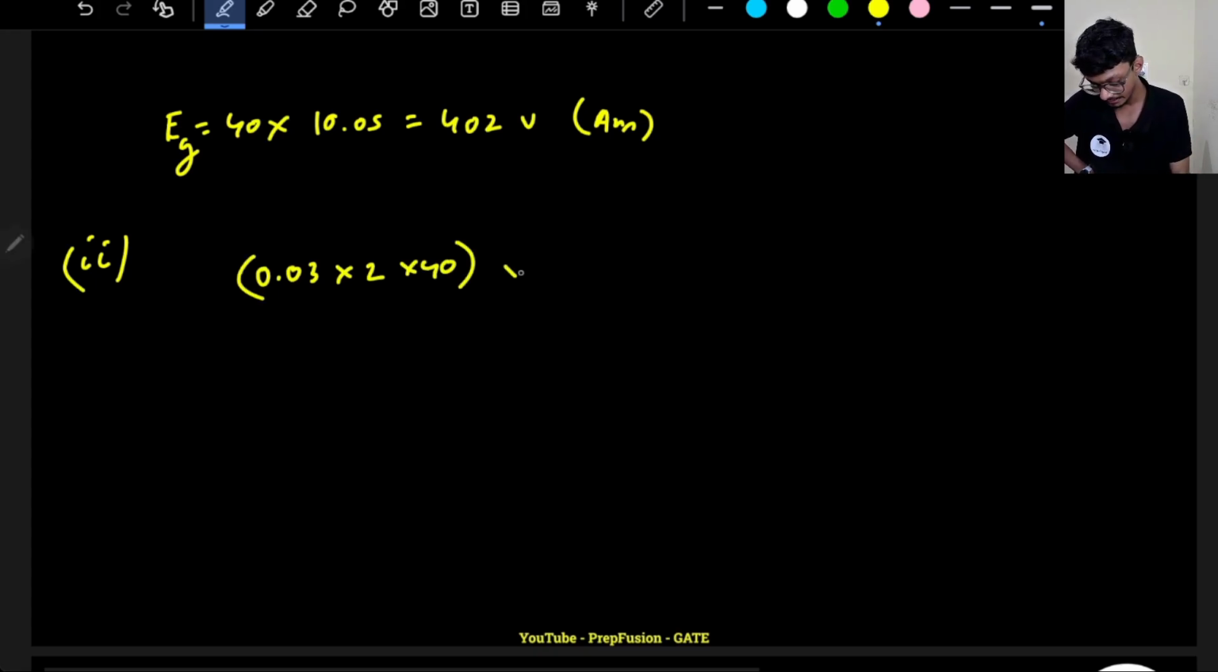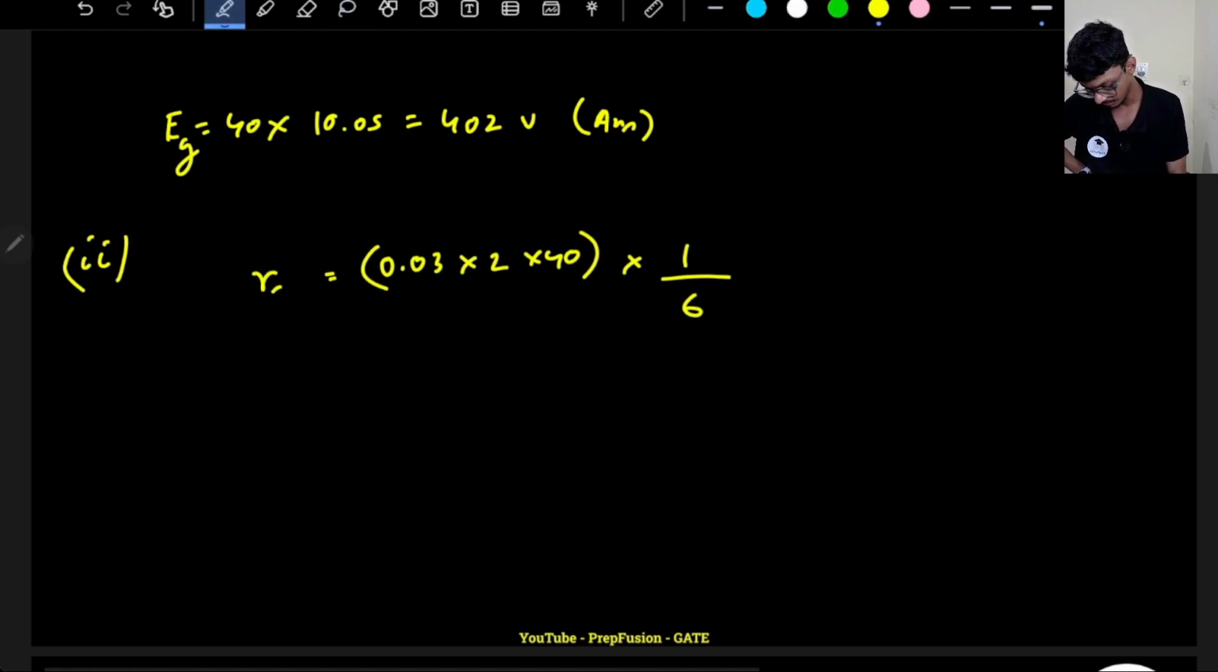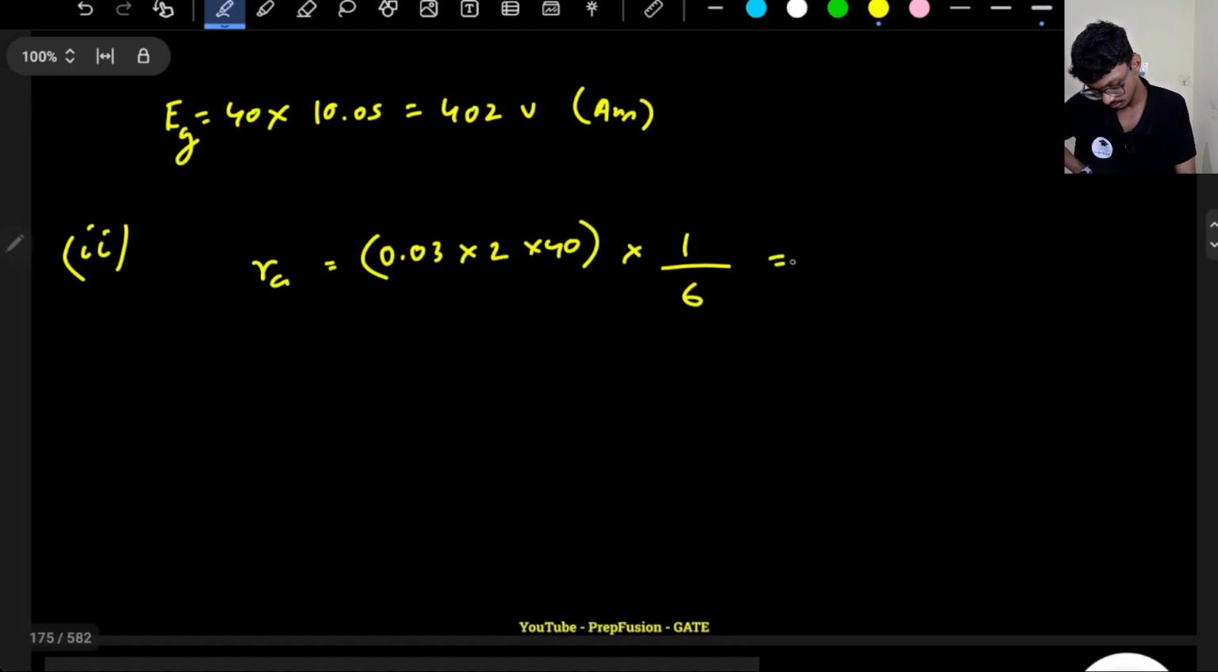divided by the number of parallel paths, because they are in parallel, divided by the 6. Right, because all these are in parallel. So that's why this will be division. I am not explaining the formula here, I am just directly writing it. So this will be 40 into 2 into 0.03 divided by 6. So 0.4 will be the armature resistance. Okay, 0.4 ohms will be the armature resistance.